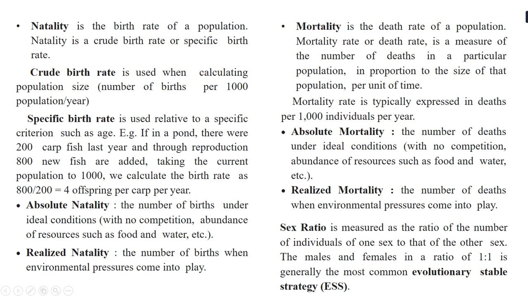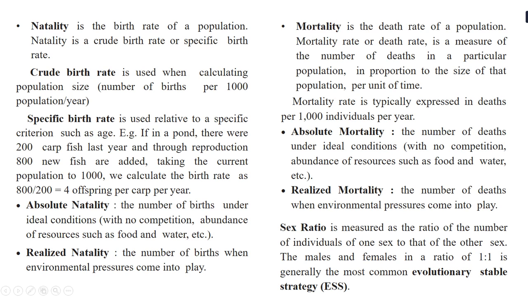And mortality rate or the death rate is measured as the number of deaths. Now these deaths can be due to any specific cause, or it can be in general. So mortality rate or the death rate is measured as the number of deaths in a particular population in proportion to the size of the population per unit time. And this mortality rate is typically expressed in deaths per 1000 individuals per year.